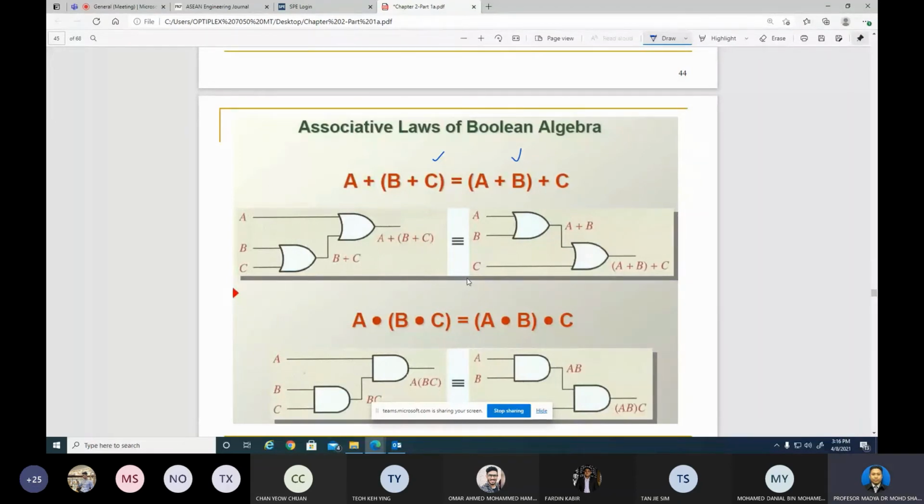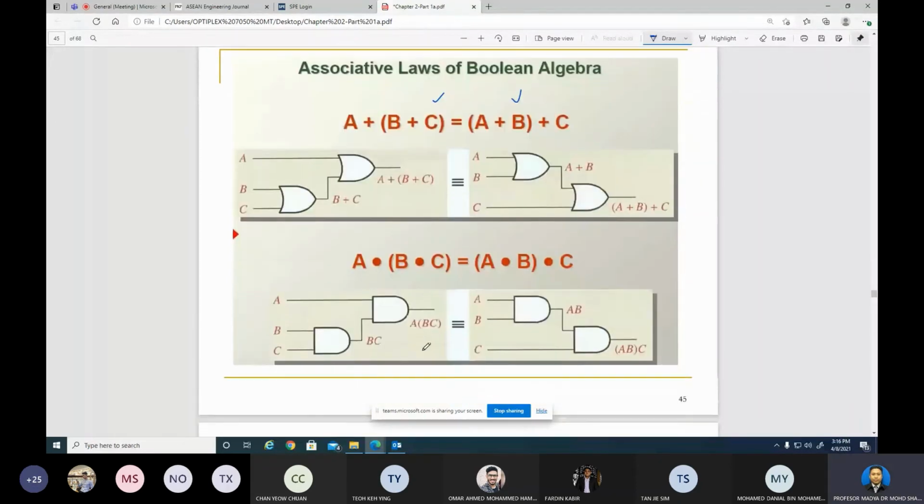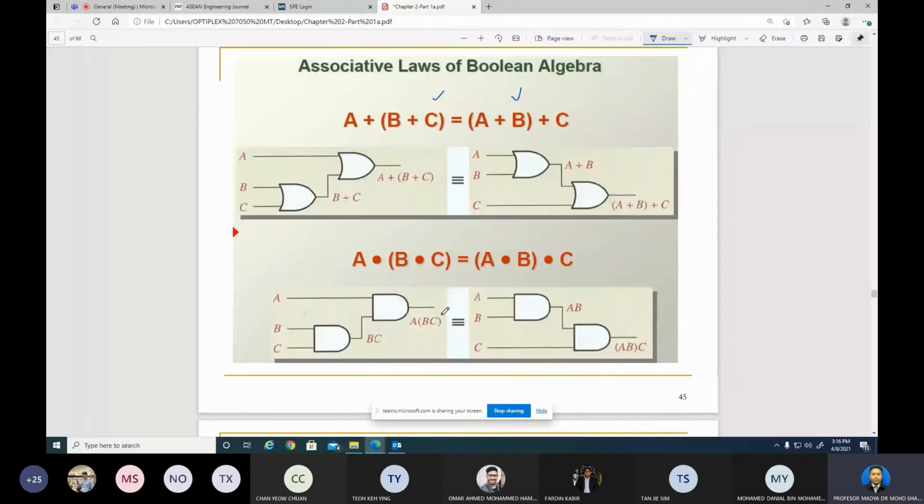It is similar for multiplication. For example, you can write A B C, or you can write C A B, or you can write B A C. All of these Boolean expressions will be correct answers.